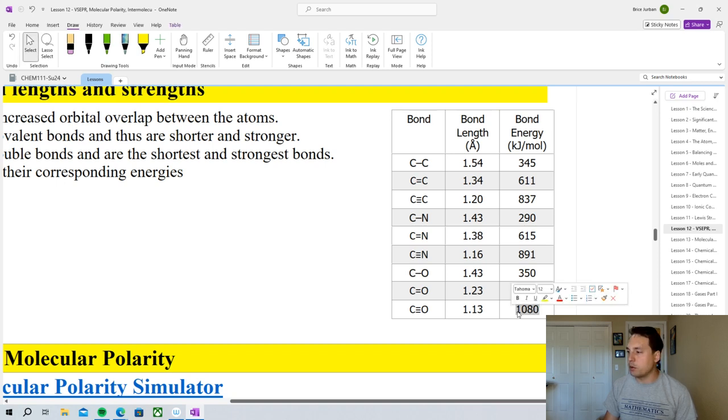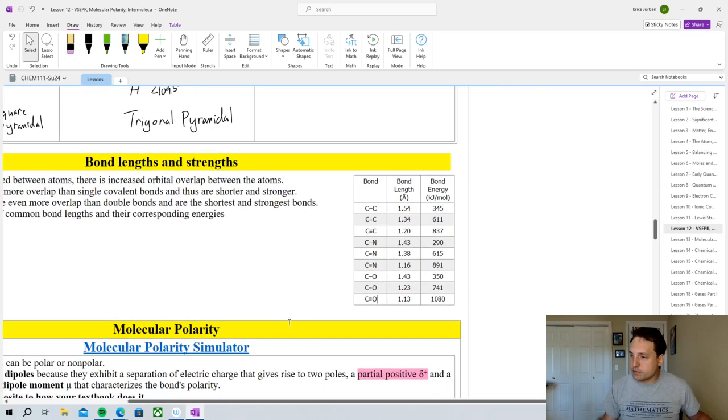And a carbon triple bond to oxygen is one of the strongest bonds that can exist. It doesn't occur all that often. This would be the carbon monoxide molecule. And so carbon monoxide has this really strong energy between its atoms.